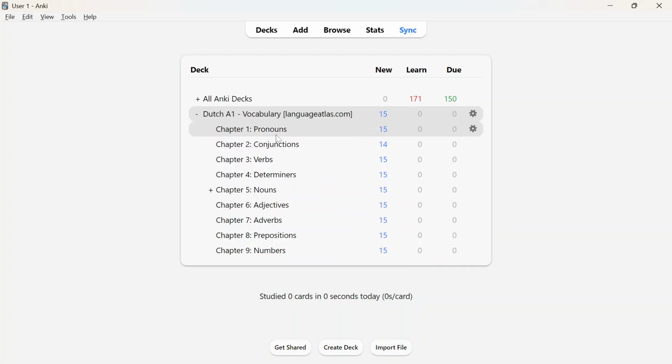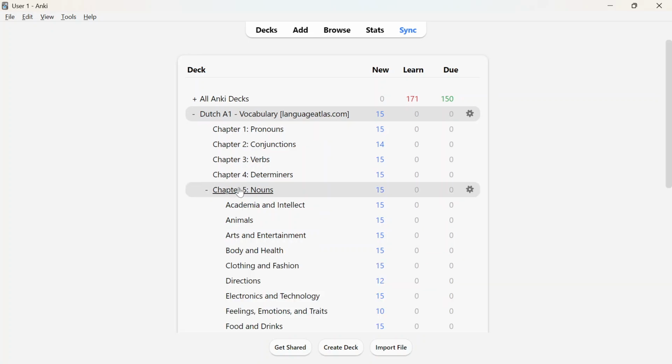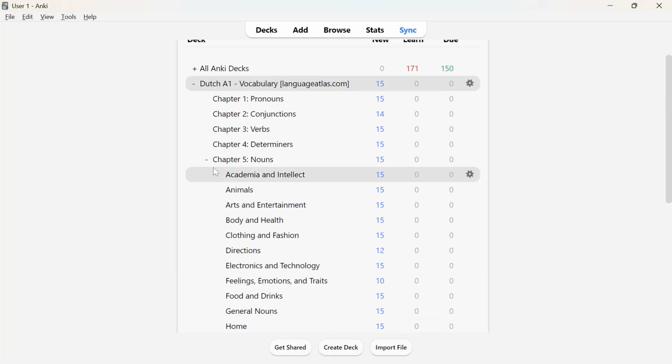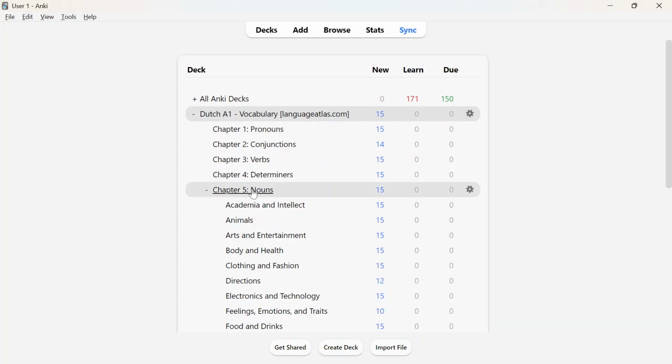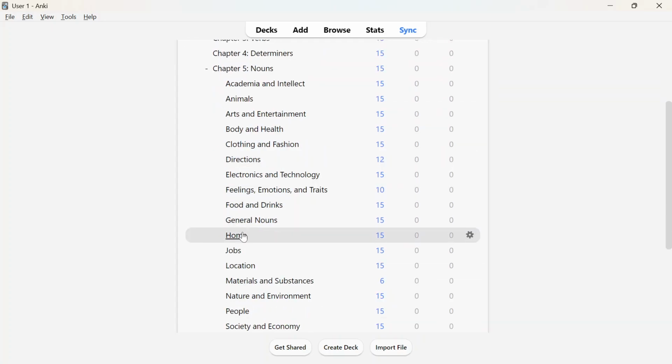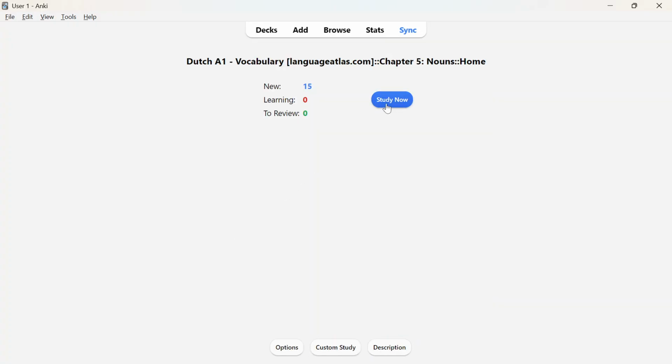I'd like to go to my second point, which is to show the course content. I'll do so by having a look at 3 Anki decks within the overall Dutch A1 vocabulary Anki deck. I will look at one for Chapter 5 nouns, which is home to be precise, then Chapter 6 adjectives, and then Chapter 3 verbs. This is so you can get a taste for what's inside the overall deck. I will get started with Chapter 5 nouns, and I will click on home, and then study now.